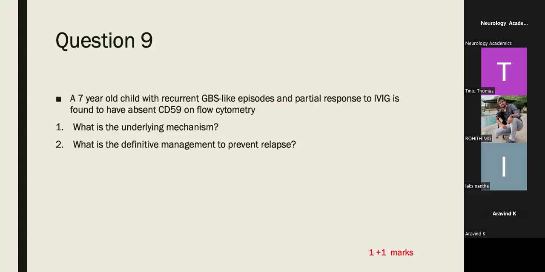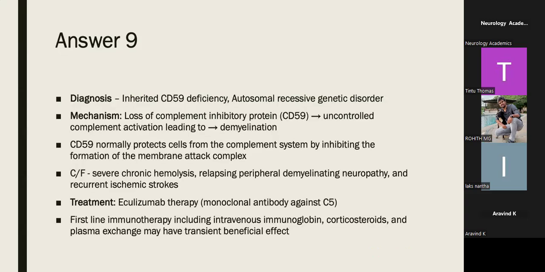The next question was of a 7-year-old child with absent CD59 who had recurrent GBS-like episodes and partial response to immunoglobulin. So what is the underlying mechanism and what is the definitive management? The diagnosis here is clear. It is inherited CD59 deficiency, which is an autosomal recessive genetic disorder.